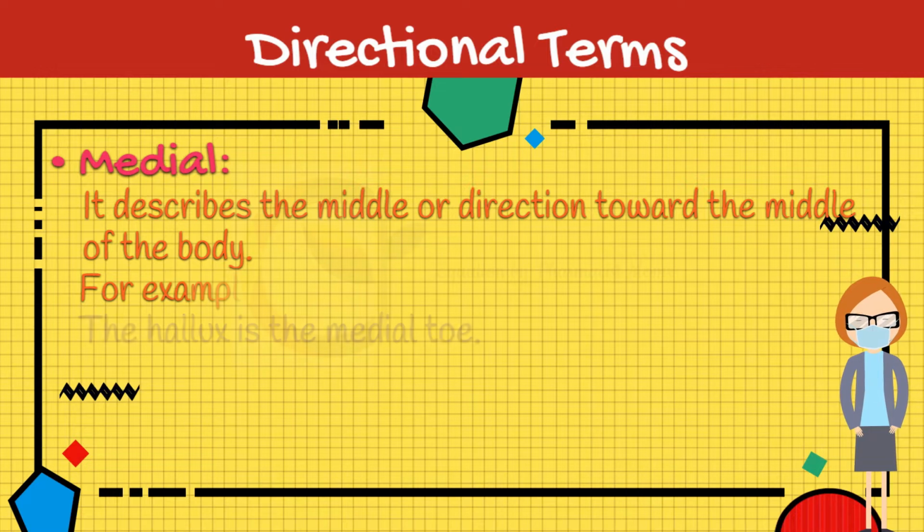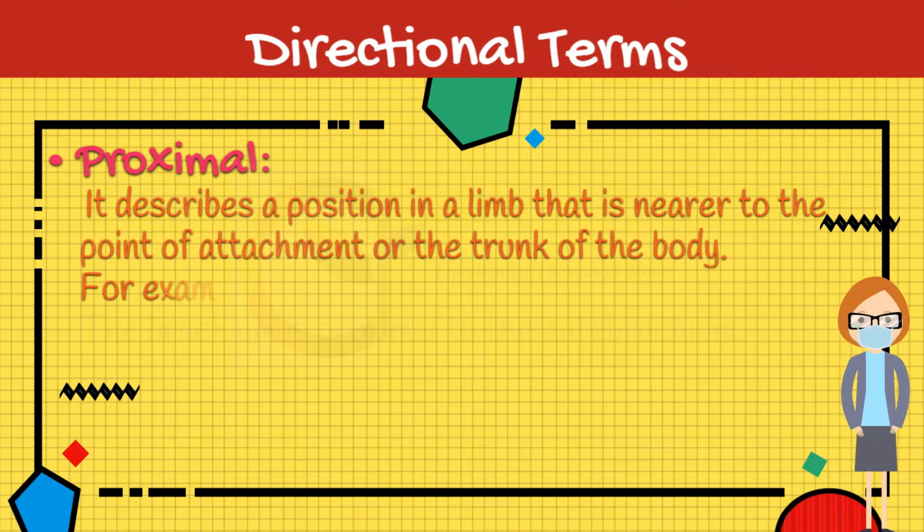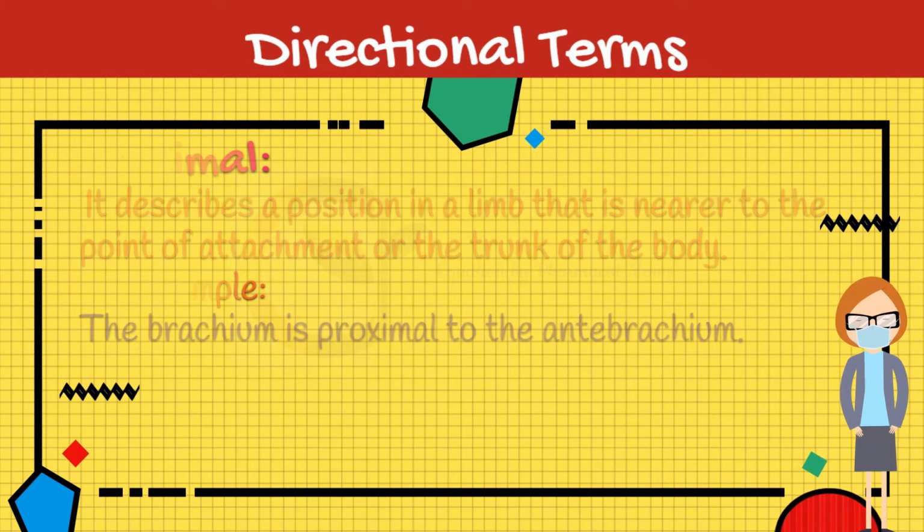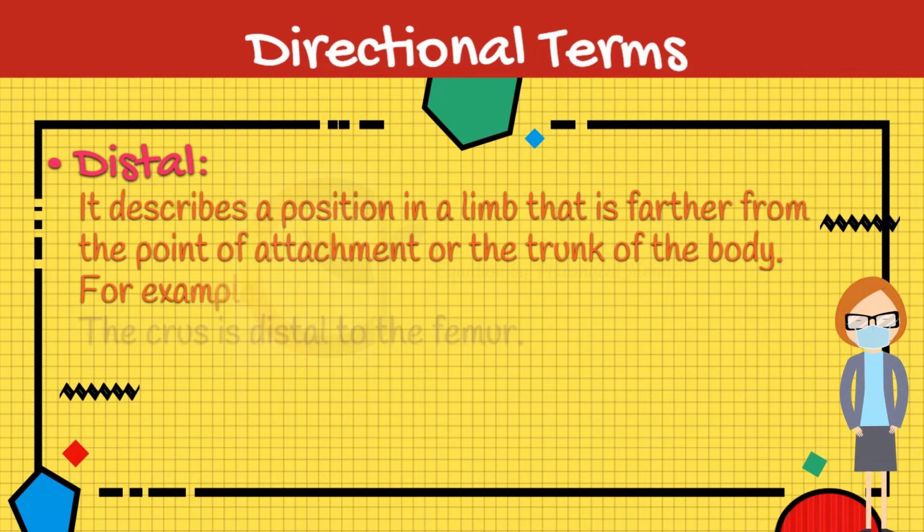Medial. It describes the middle or direction toward the middle of the body. For example, the hallux is the medial toe. Proximal. It describes a position in a limb that is nearer to the point of attachment or the trunk of the body. For example, the brachium is proximal to the antebrachium. Distal. It describes a position in a limb that is farther from the point of attachment or the trunk of the body. For example, the crus is distal to the femur.